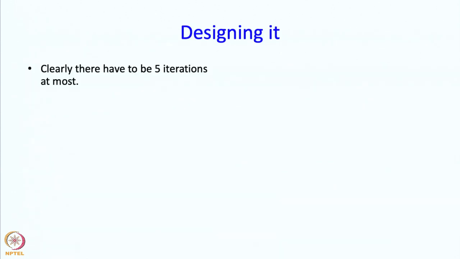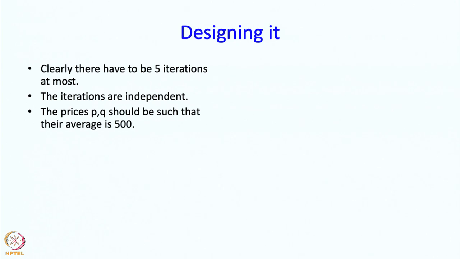Okay, so let's design that program. Clearly there can be at most 5 iterations, and you can see that the iterations are independent. There is nothing from the first iteration that is necessary in the second iteration. Now, we have to figure out one thing: if the buyer offers to pay a price P, then what price Q should you make as a counter offer? Well, we said that P and Q should be such that their average is 500. So the average of P and Q is (P + Q)/2, and this must be 500. Let us simplify that.